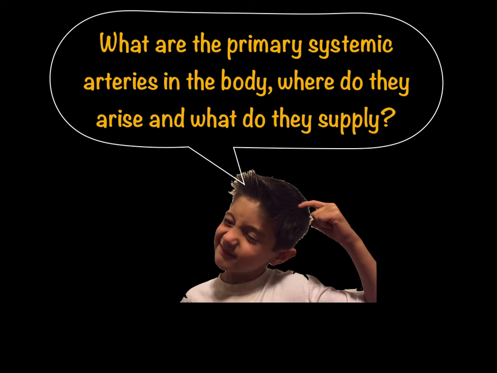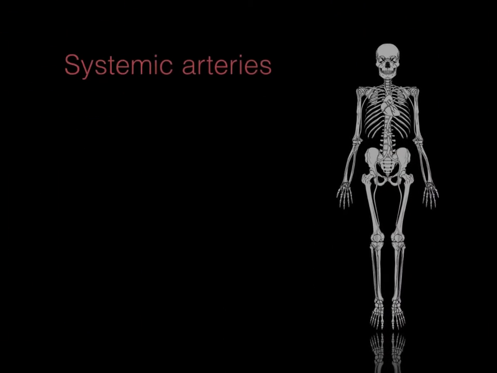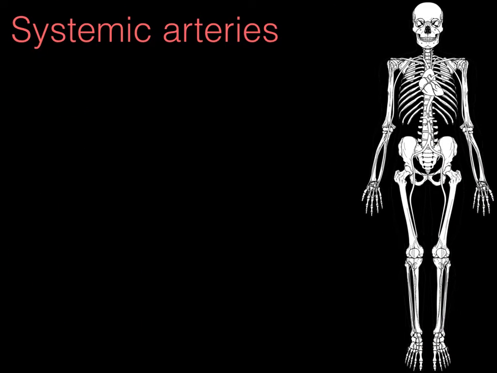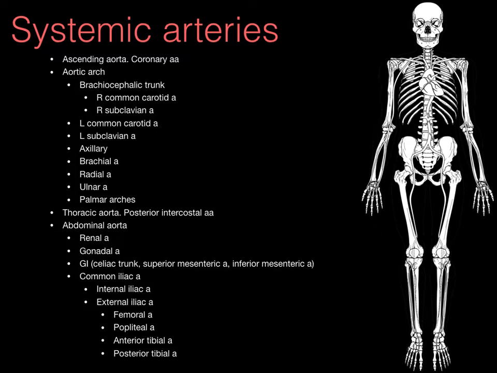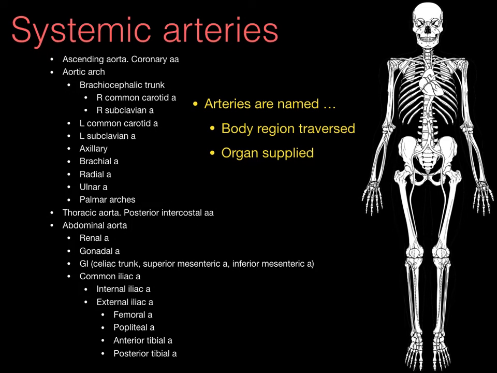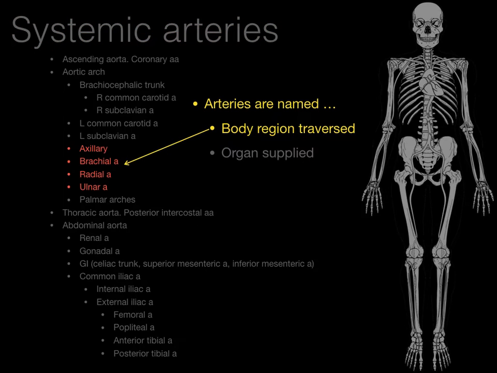All right. So the next question is this: what are the primary systemic arteries in the body, and where do they arise, and what do they supply? Okay, so here we have a schematic on the right that we're going to be using that's going to show all of these different arteries. And these arteries are named for either the body region they traverse or basically the organ they supply.